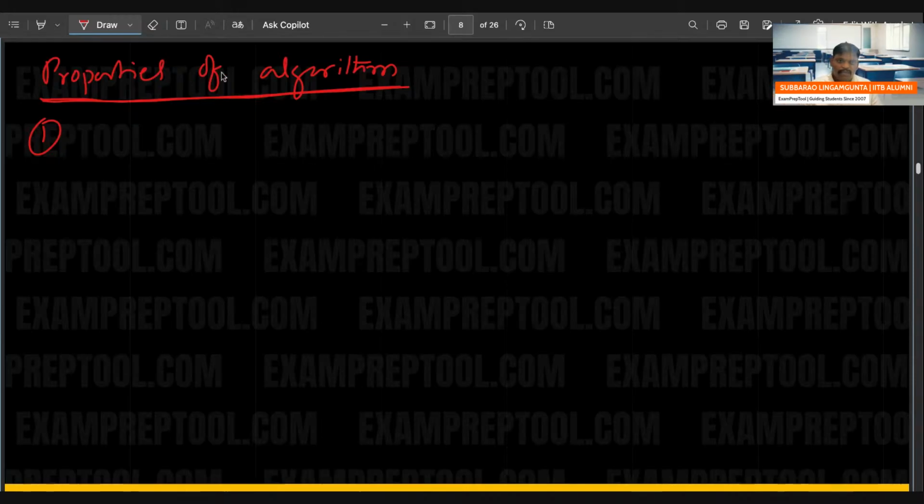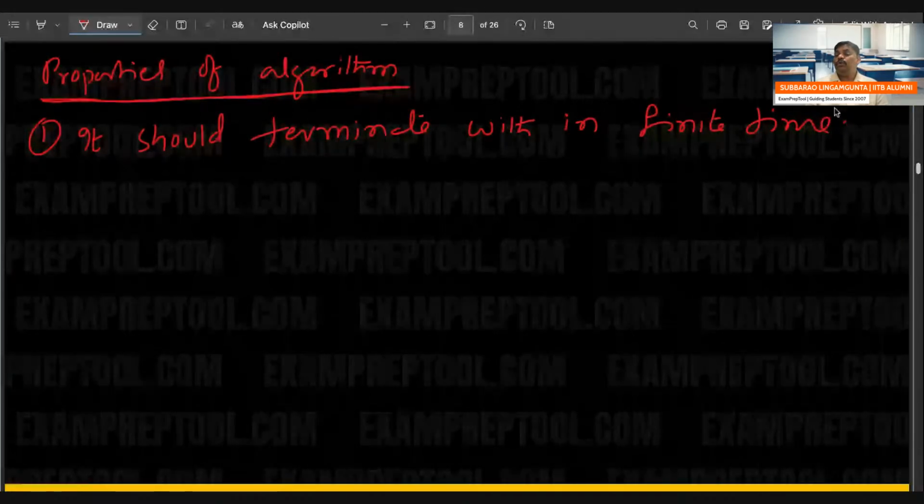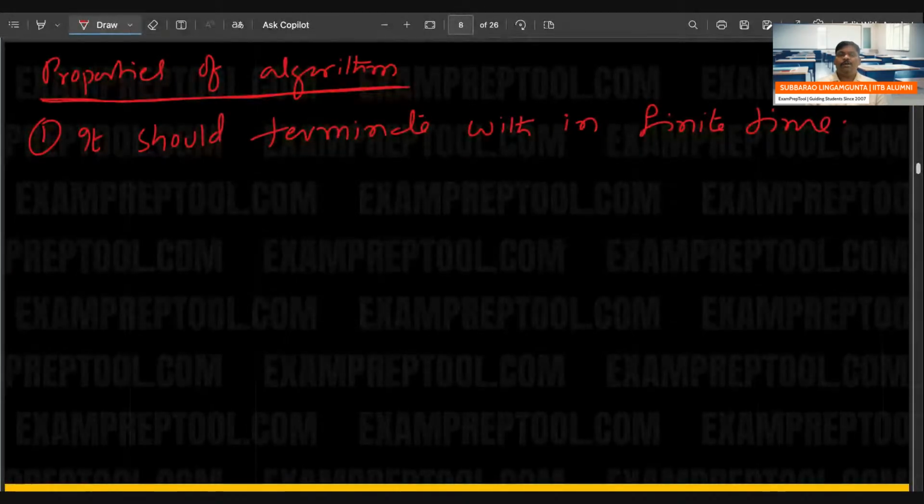First, if it is an algorithm, it should terminate within finite time. If someone says it is an algorithm, it cannot go into an infinite loop. If something goes into an infinite loop, it is not an algorithm. It should terminate within finite time. That is the first property.